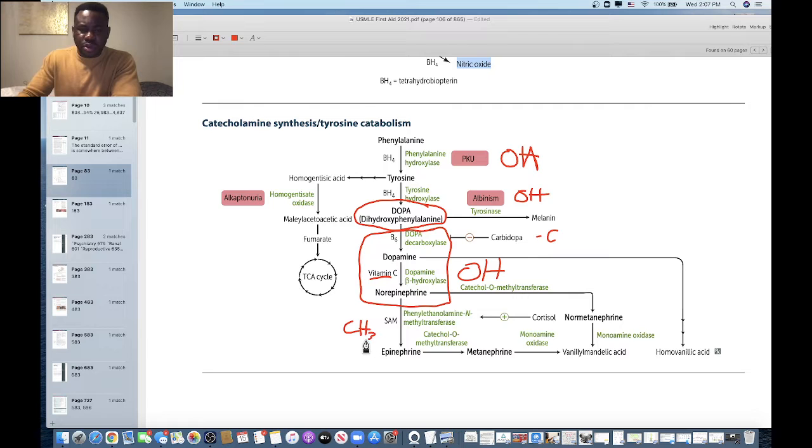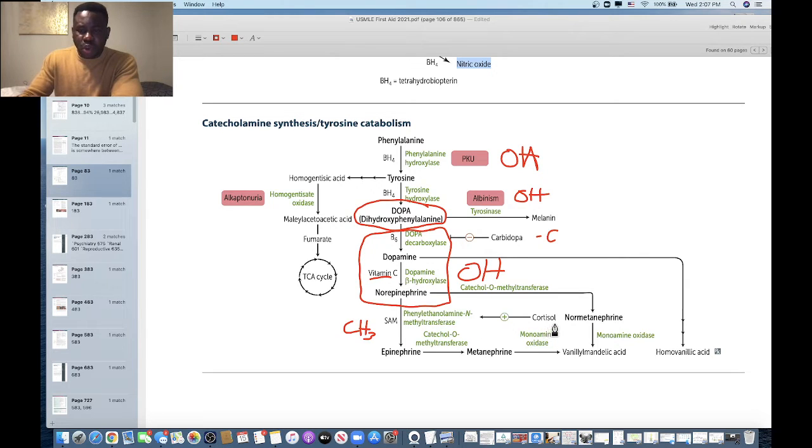It's just one carbon unit. So SAM is donating CH3 to norepinephrine, and then we will get epinephrine. What you want to know is that over here, the enzyme is phenylethanolamine N-methyltransferase. They call it PNMT. So just take note of that. It's called PNMT. And then cortisol is what stimulates it.